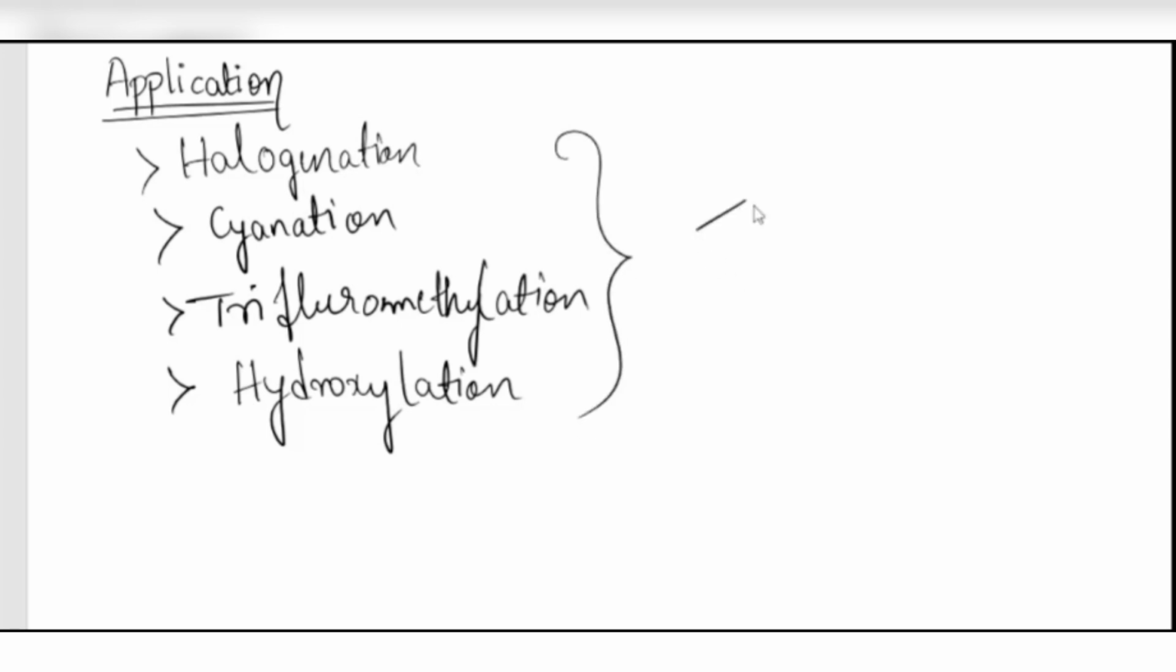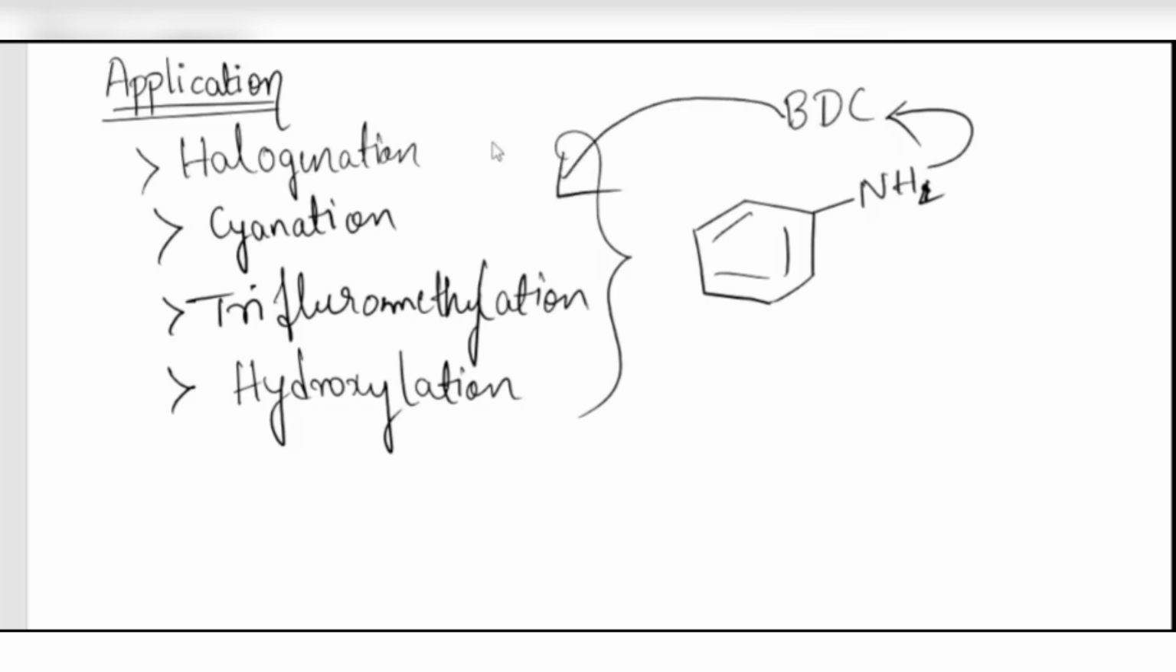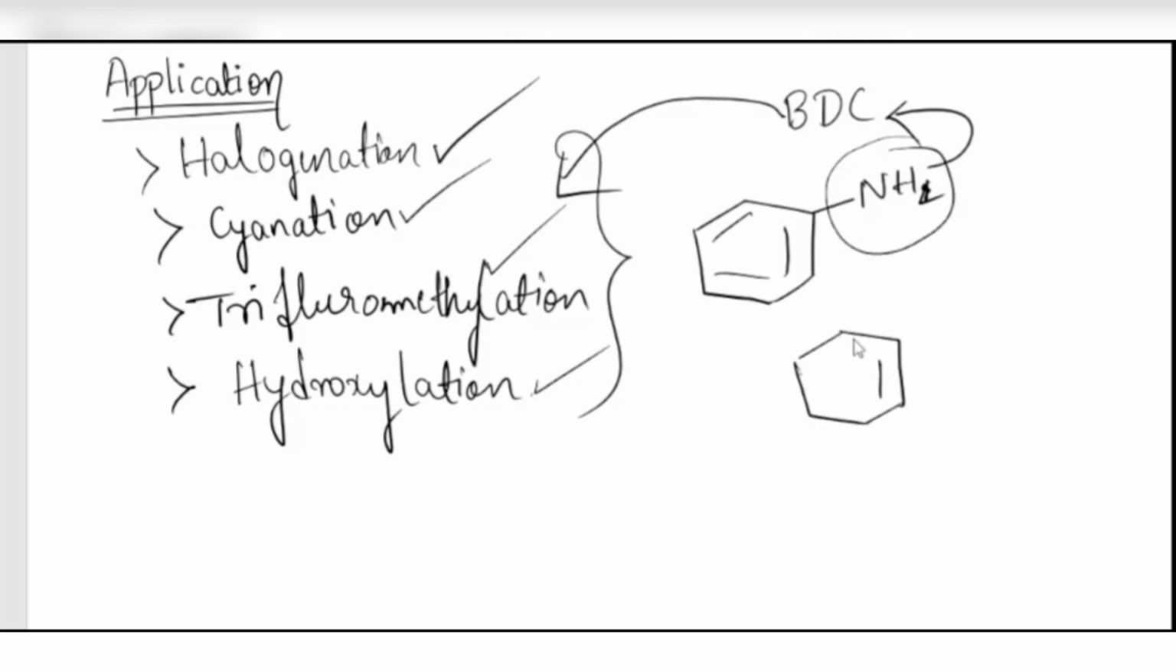We can see over here that from aniline we can convert this aniline to BDC, that is benzene diazonium chloride, or simply halide we can take. From this BDC we can go for these four types. We can prepare halobenzene, cyanobenzene, trifluoromethylbenzene and phenol. This is hydroxylation, meaning when this particular group is replaced with an OH, it will become phenol, correct? Phenol also can be prepared.